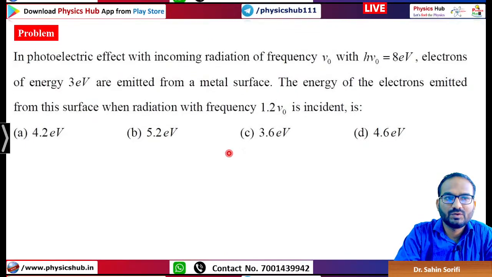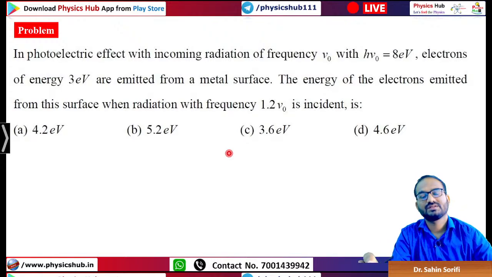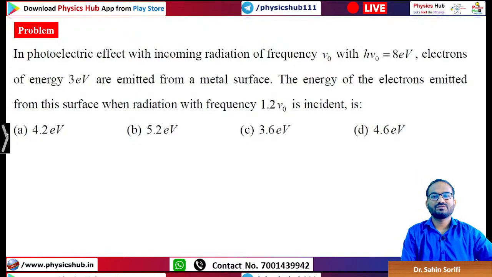So let us try one problem. In the photoelectric effect, the incoming radiation with frequency nu0 has h nu0 equal to 8 electron volt. Remember this one, nu0 is the unit of frequency. Once you multiply by h, it becomes the unit of energy. Let's say V is potential. If you multiply by e, it becomes energy. So these are simple facts.